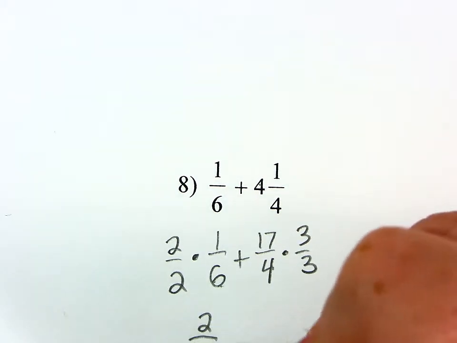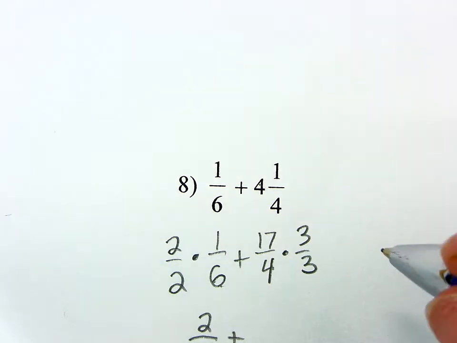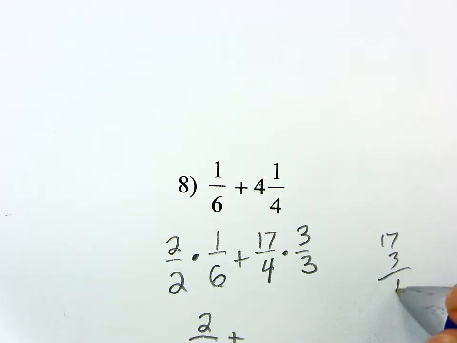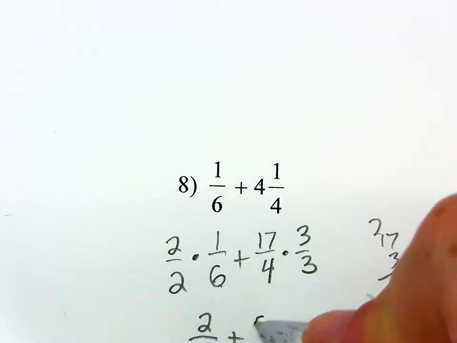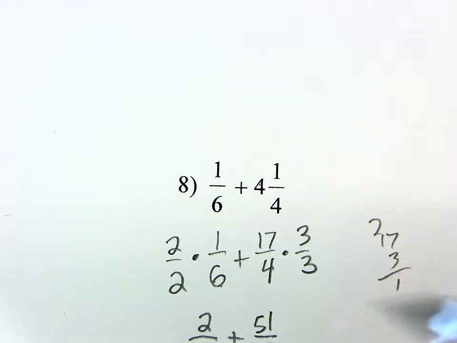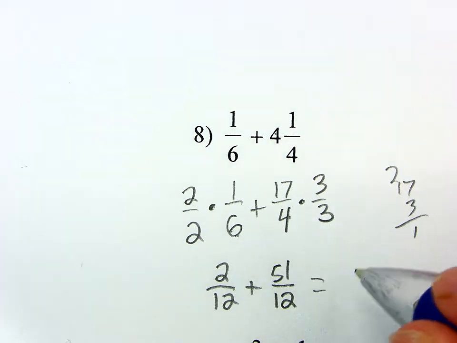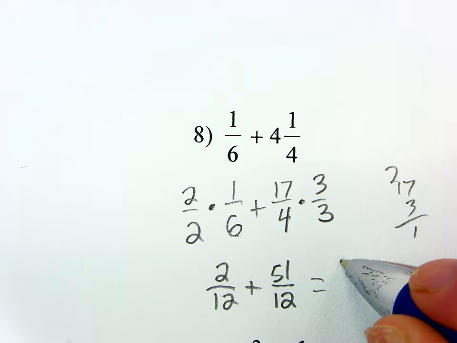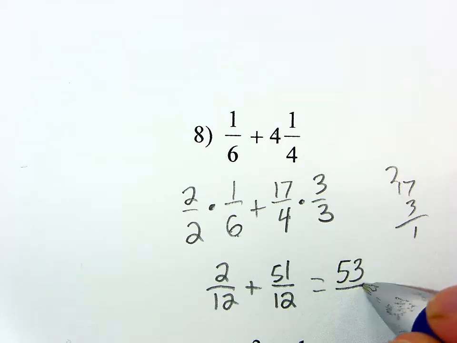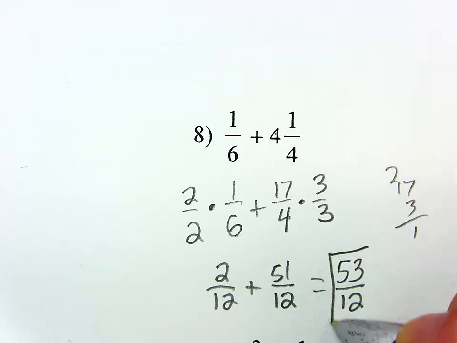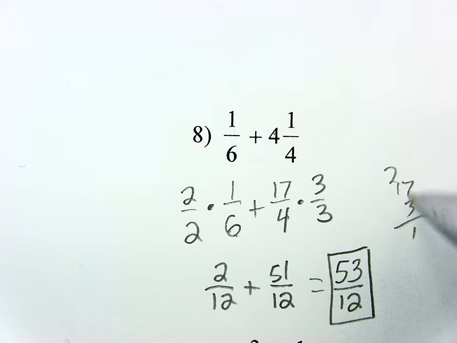So I have 2 twelfths plus 17 times 3 is 51. And then 2 twelfths plus 51 twelfths is just, slow down. Can we slow down? Sure. What's that on the left? This was me figuring out what 17 times 3 was.